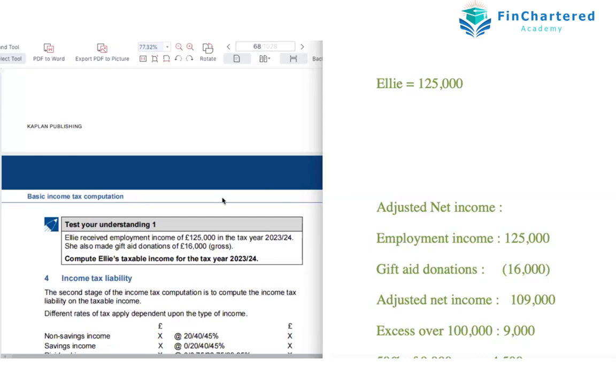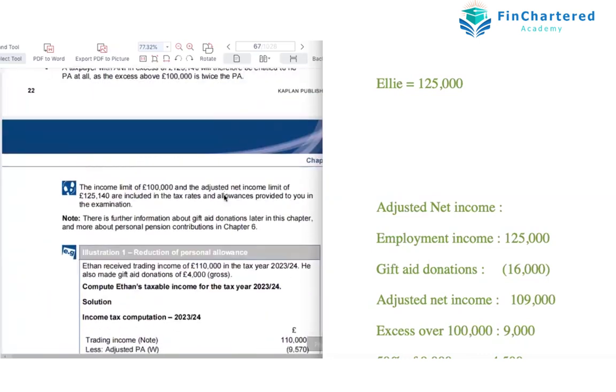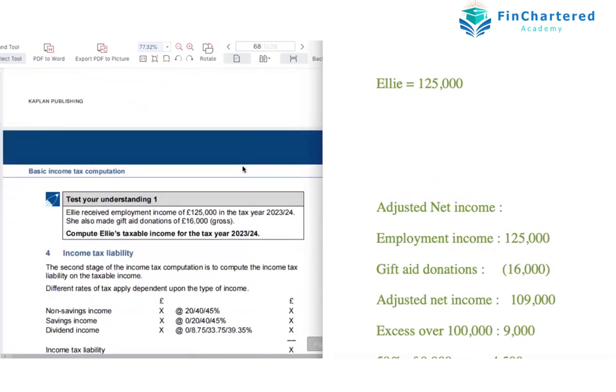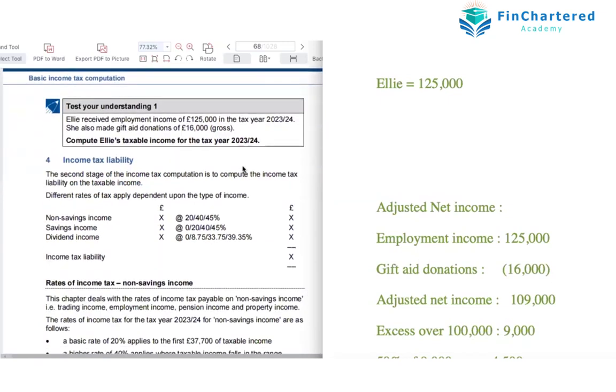Because of this gift aid donations. Again, we will see about gift aid donations today, right? And in chapter 6, personal contributions, we'll see in chapter 6. Today we'll see gift aid donations.